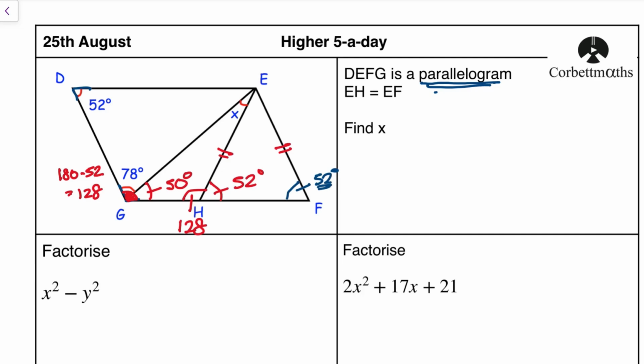The question says find x. And the way I'm going to do that is consider this triangle here. So x is going to be 180 minus 50 minus 128, which is going to give me, well, the answer to my calculator is 2, but that does feel right. So even though the diagram is not great, it's definitely not to scale, 2 degrees is my answer.